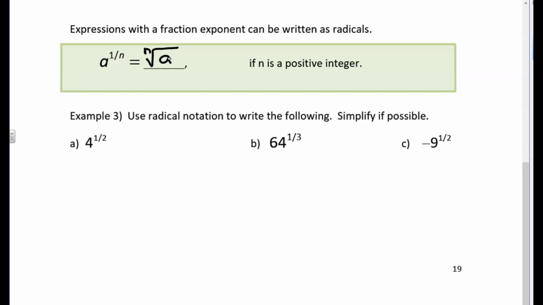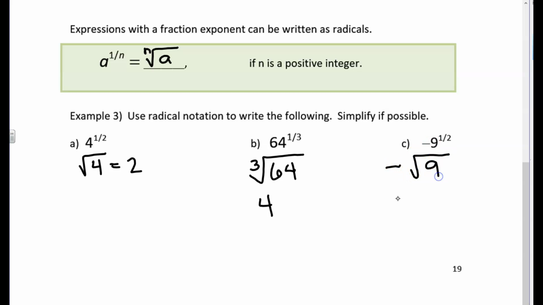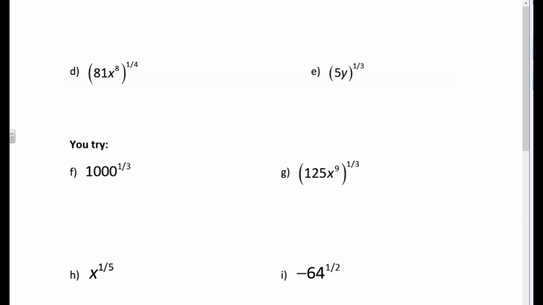So if we have 4 to the 1/2, that's the same thing as the square root of 4, which is really 2. And 64 to the 1/3 power is the third root of 64, which ends up just being 4. And here I have negative 9 to the 1/2. Well, the negative is not in parentheses, so it hangs outside the square root of 9. So the square root of 9 is 3, so I get negative 3.